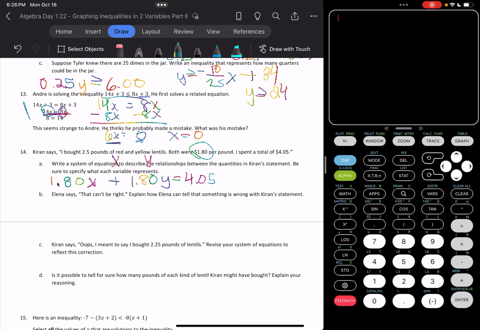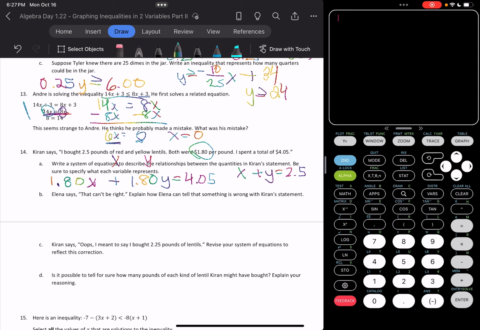The other equation then would be X plus Y equals 2.5 pounds. Okay, so we can make that system of equations. We're saying that X represents the pounds of red, and Y represents the pounds of yellow, because we don't know how many of each of those this person bought.